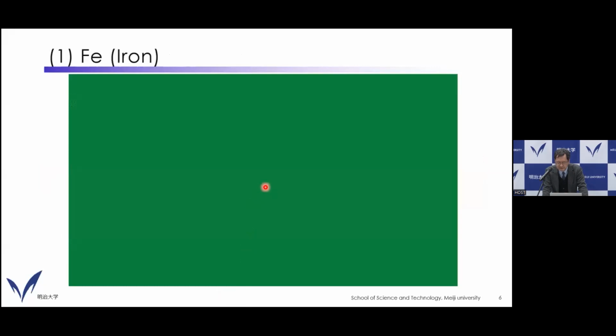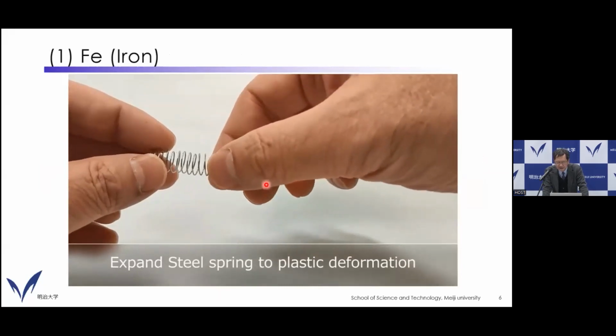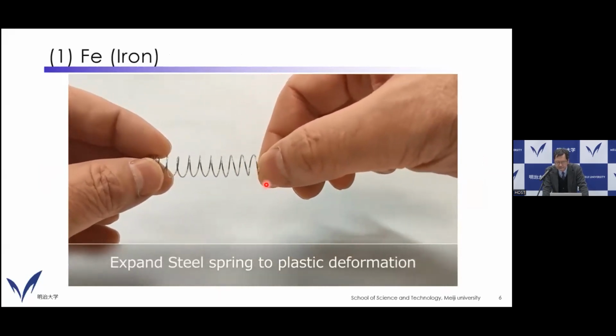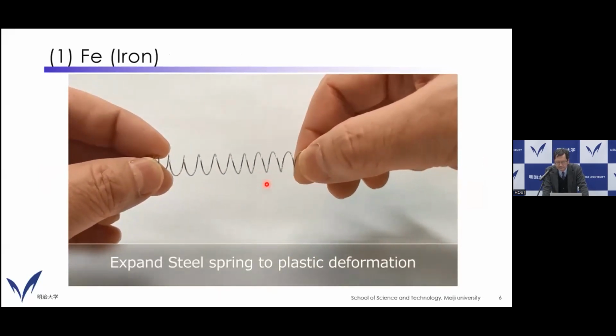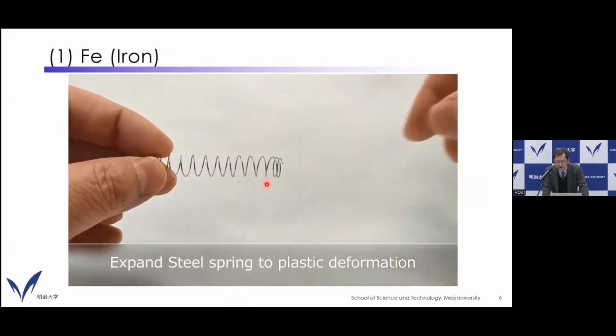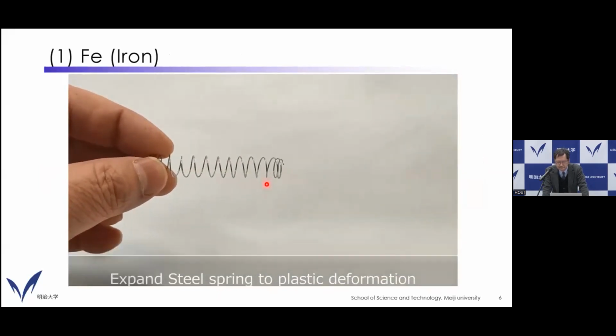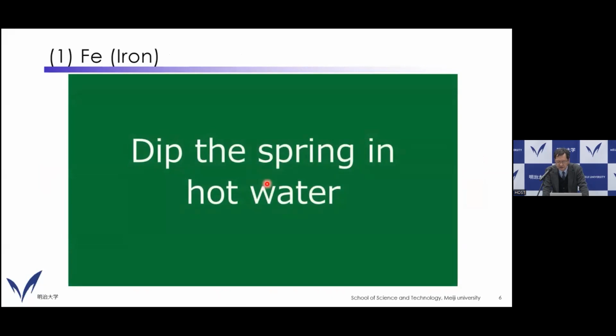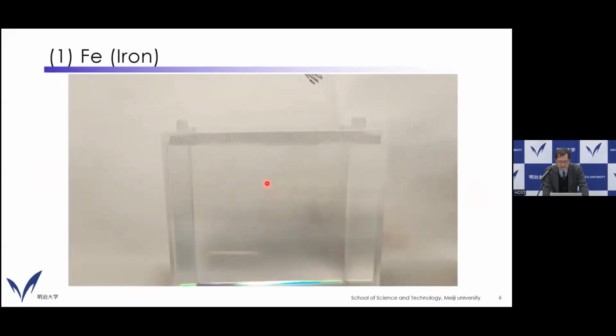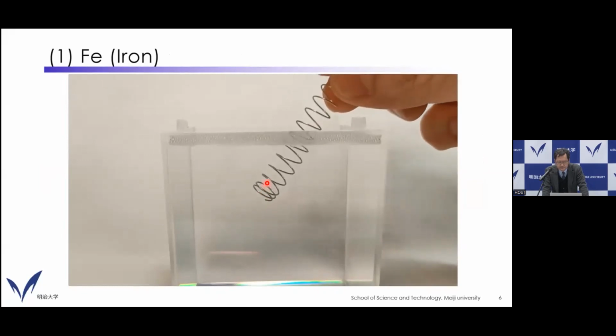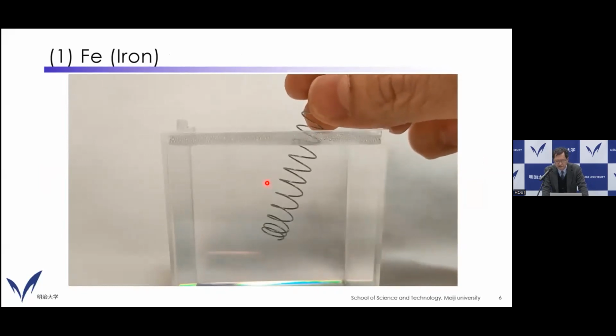The first specimen is a spring made of iron. I expand it until plastic deformation. You can see the residual elongation. I dip it in the hot water. It does not show shape recovery.